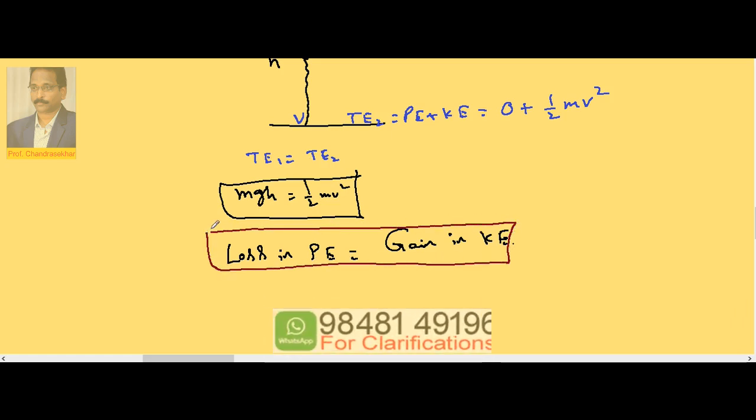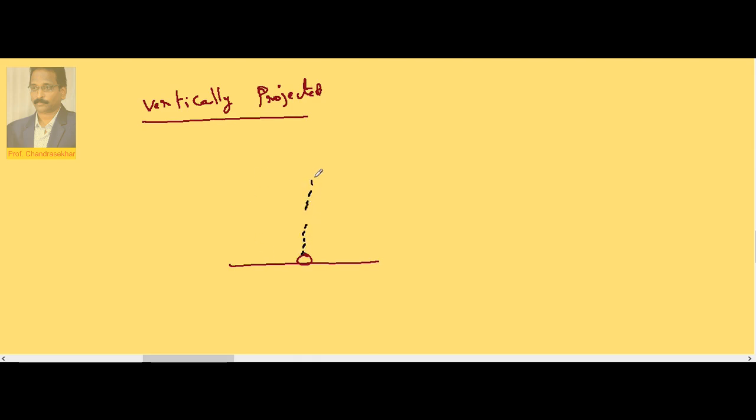Suppose I take the reverse case, a vertically projected body. Imagine a body is projected from the ground. So from the ground, let us say a body is projected upwards. It reaches the maximum height h, where velocity becomes 0. At the starting point, total energy is kinetic plus potential. Here velocity is v, so kinetic energy exists.